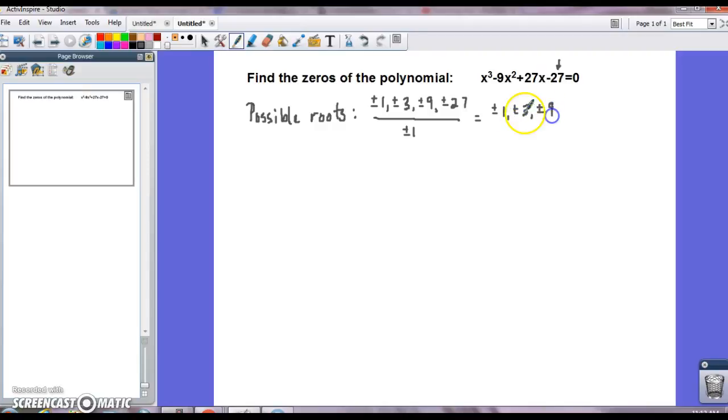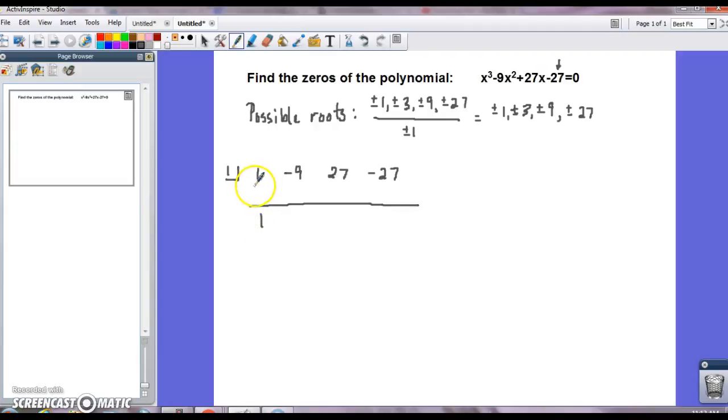Plus or minus 1, plus or minus 3, plus or minus 9, plus or minus 27. And then from there you would have to do synthetic division to figure out what your roots are. Sorry, Jesse. So we have 1, negative 9, 27, and negative 27. Those are our coefficients from our polynomial. And we'll just pick one of these to start. So let's say I tried 1.